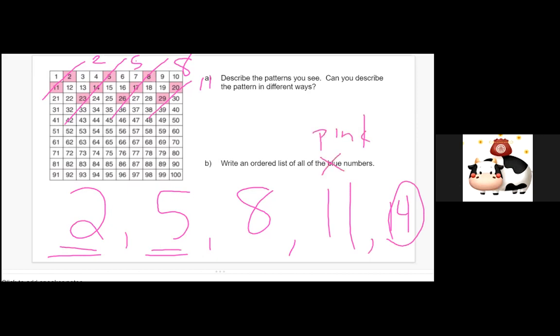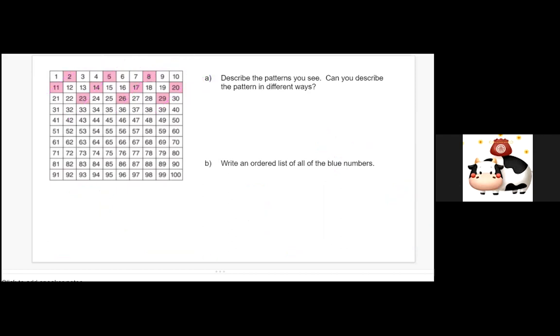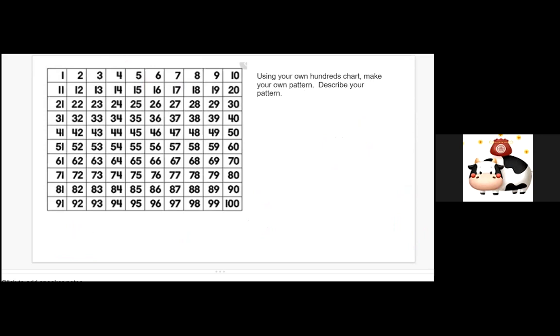Okay, so I think we're good with this question. Shall we try another one? I think I'll take your suggestion. This question will come up in the homework as well. This is a hundreds chart and it wants you to make your own pattern.